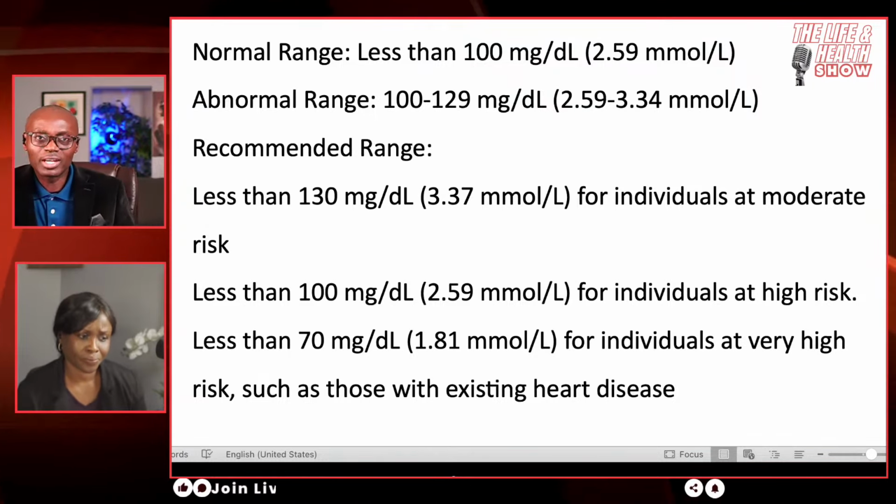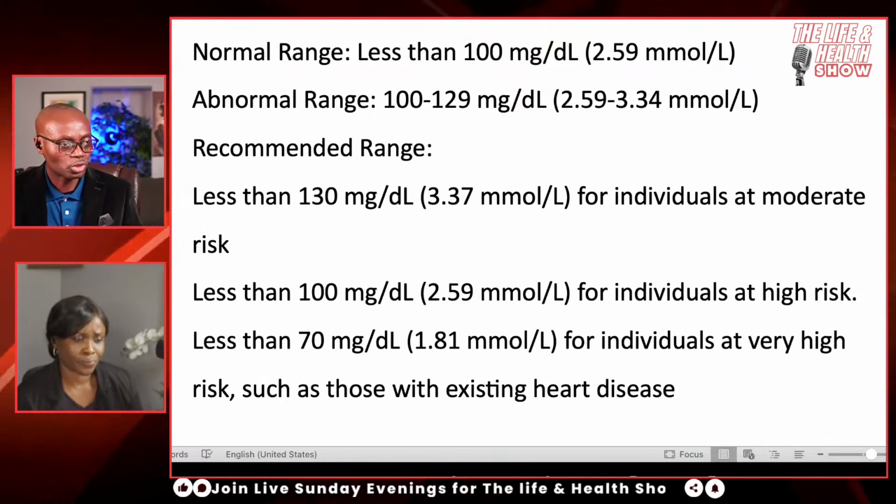And I want to throw in this. We were talking last time about habits.